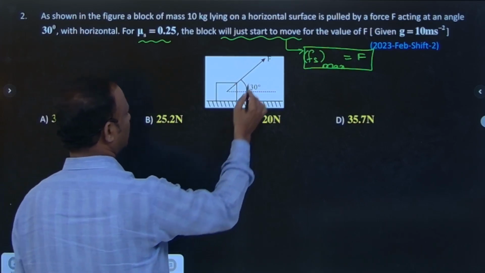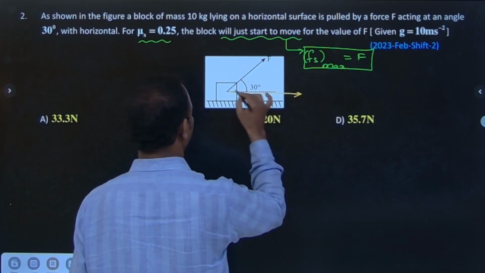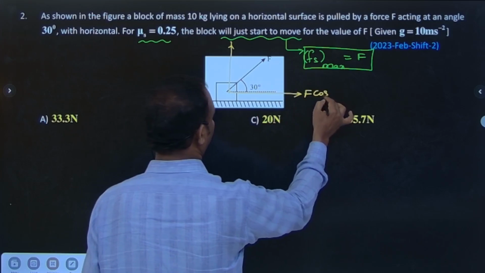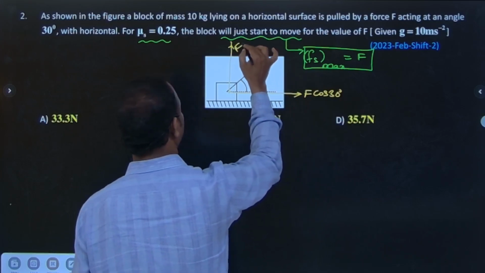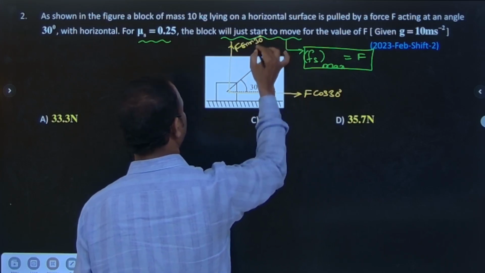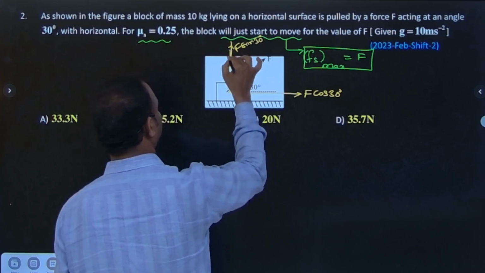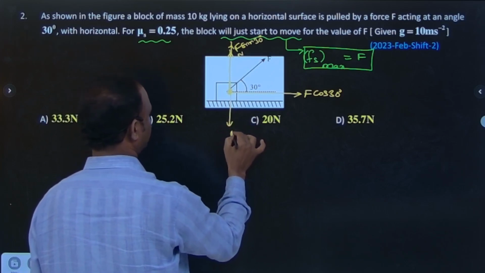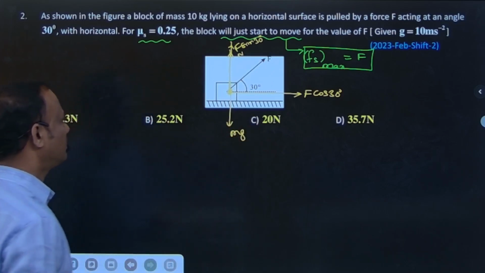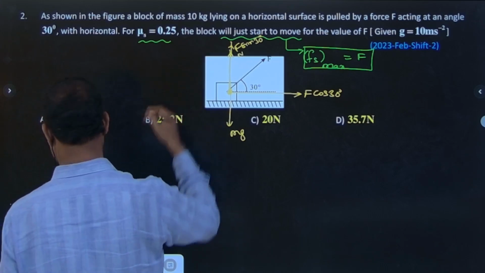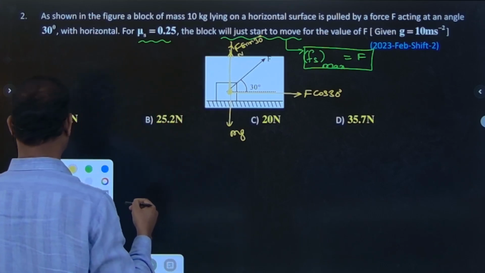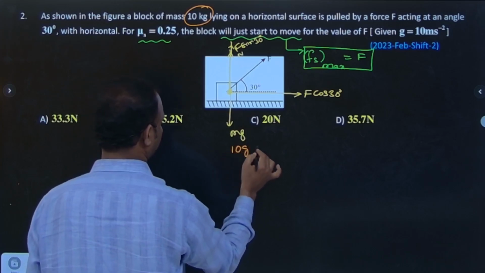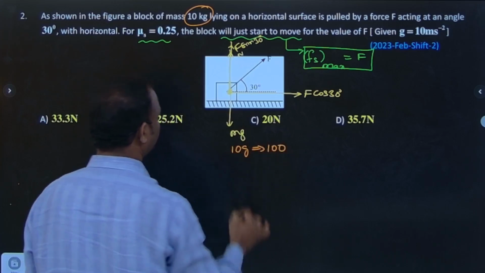Whichever is given here, the force is resolved into two components. This becomes F cos 30 degrees and F sin 30 degrees. The normal reaction is N, and its weight is mg. Now the mass is given as 10 kg. So 10 g is 10 into 10, which is 100.